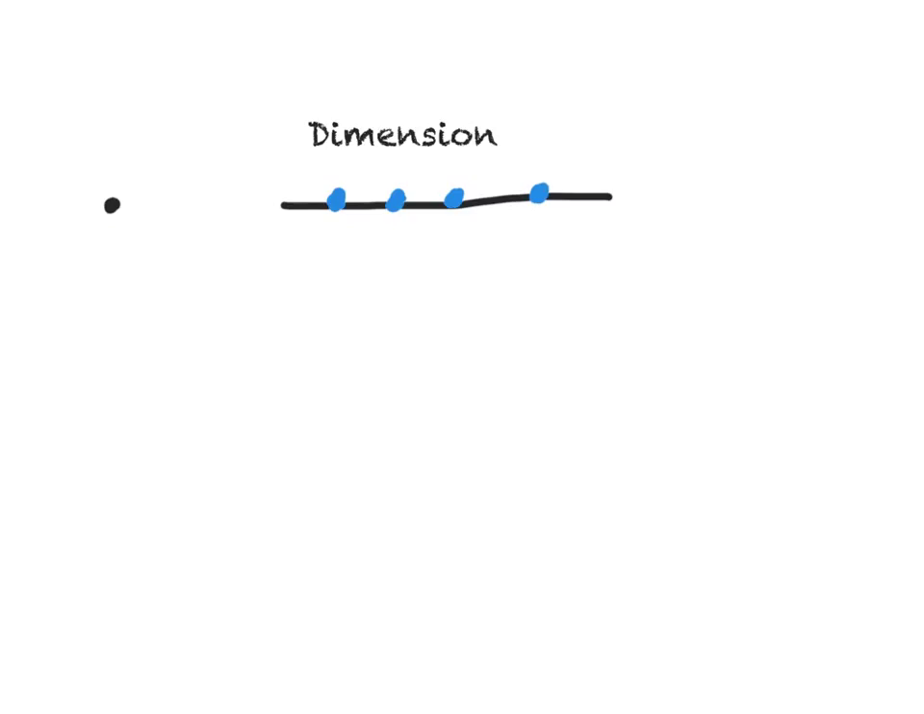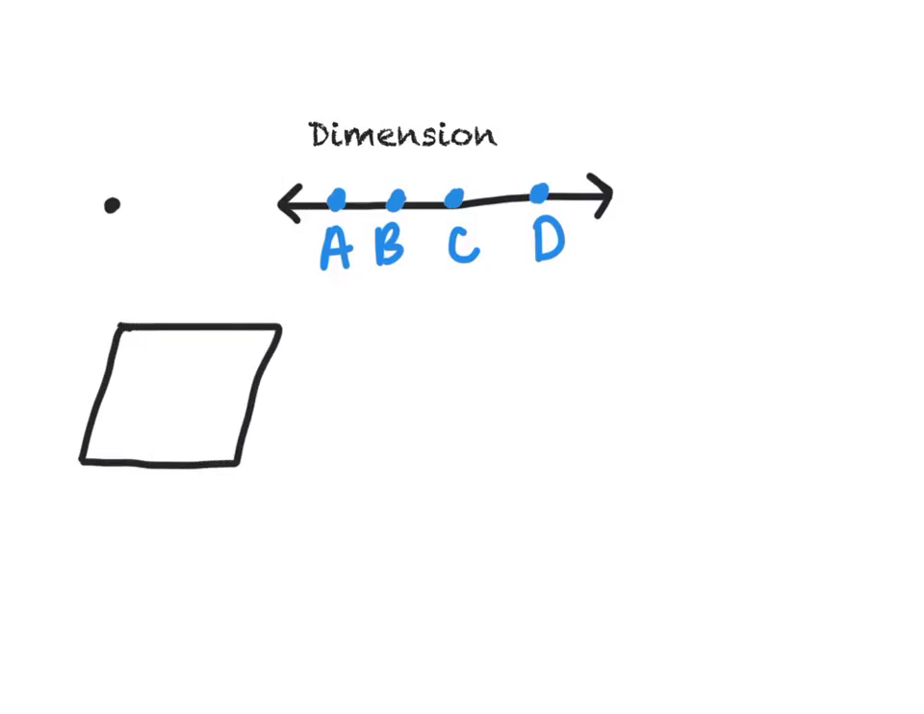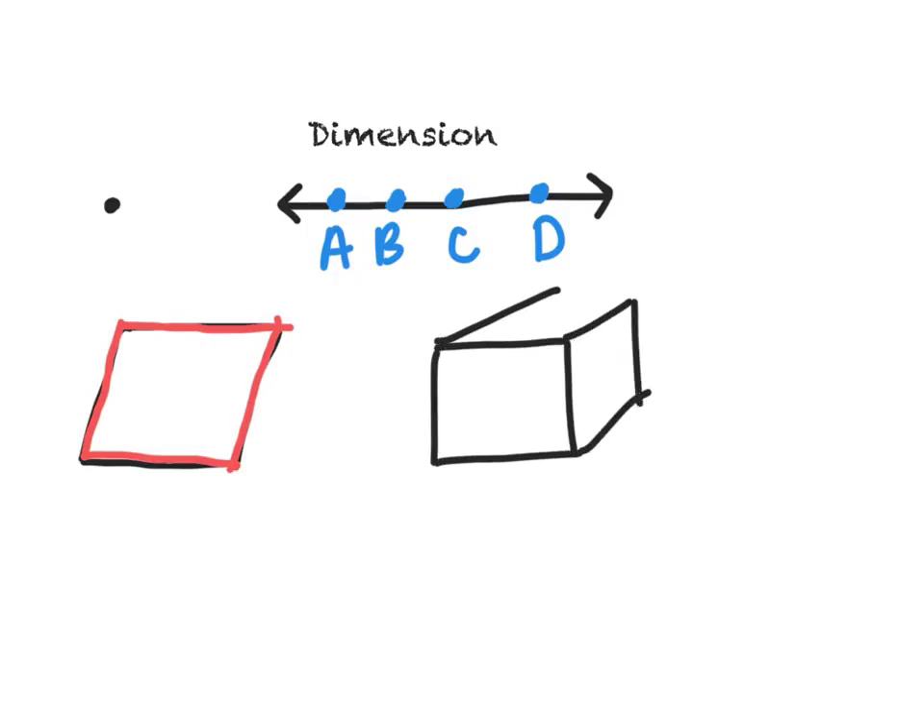We could call those points A, B, C, and D. And we also have a plane. A plane is a collection of lines. And think about a cube. A cube is essentially a collection of planes.